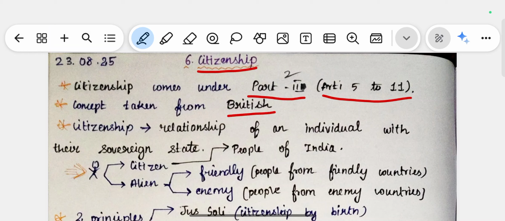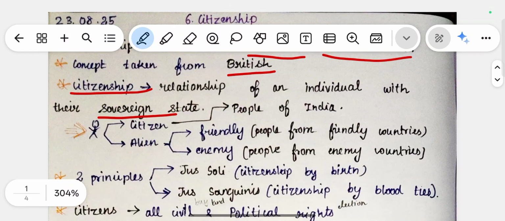Citizenship means a relationship between an individual and the Indian state, which is a sovereign state. Basically, citizenship is a relationship between the individual and the country. People are divided into two categories: one is citizens, another is aliens. Citizens we call the people of India. So all the people of India are called citizens.